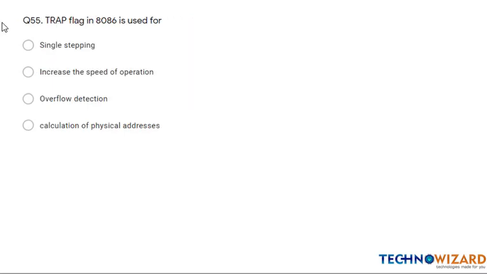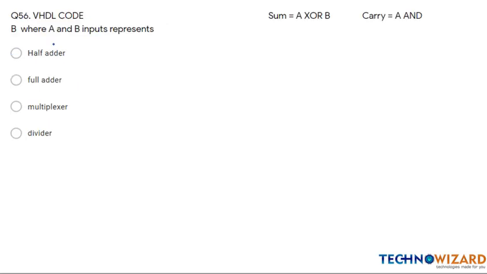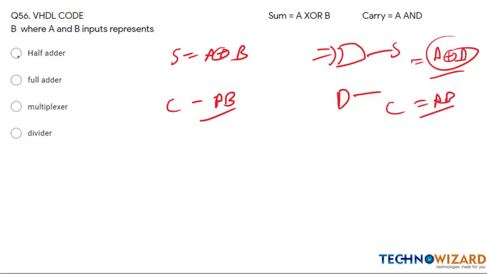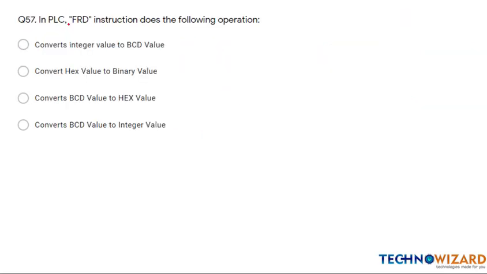Question number 55. This is a previous year question. The trap flag in 8086 is always used in single stepping mode. Option A. Now, the VHDL code is given as: for sum this is A XOR B, and for carry this will be AB. You have seen in a half adder, we use an XOR gate for sum and an AND gate for carry, and carry will be AB and the sum will be A XOR B. Therefore, this VHDL code can be implemented by a half adder. Therefore, option A is the correct answer.